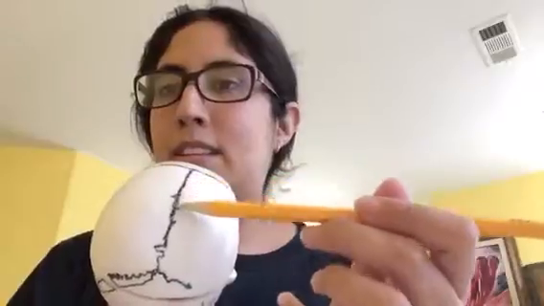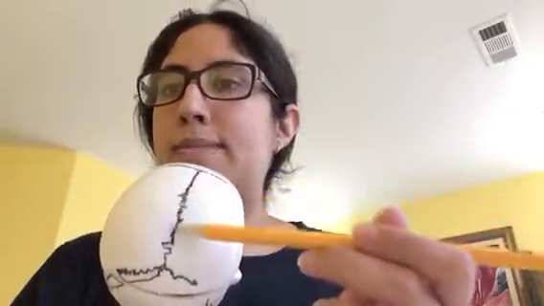So now I'm going to go over some sutures. So we have the coronal suture, which is between the frontal and parietal bone. So it would be this one here. We have the sagittal suture, and that's between the two parietal bones. There we go. This is the sagittal suture right here.